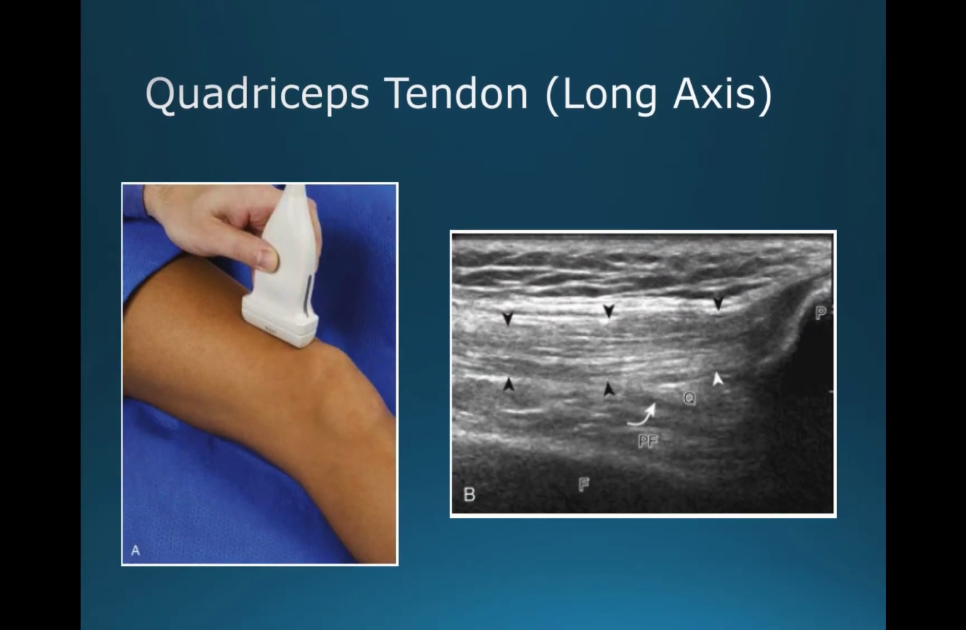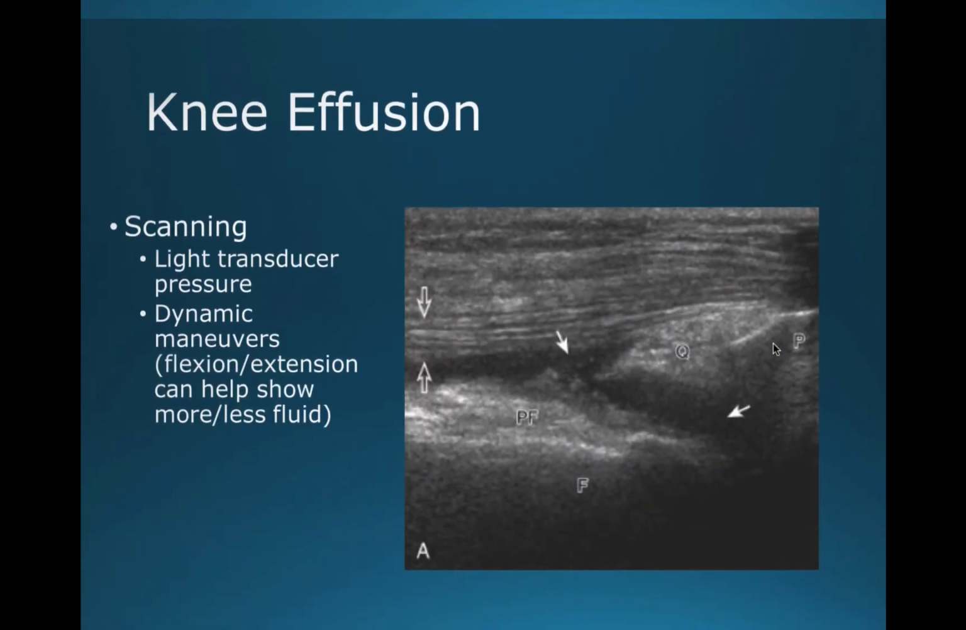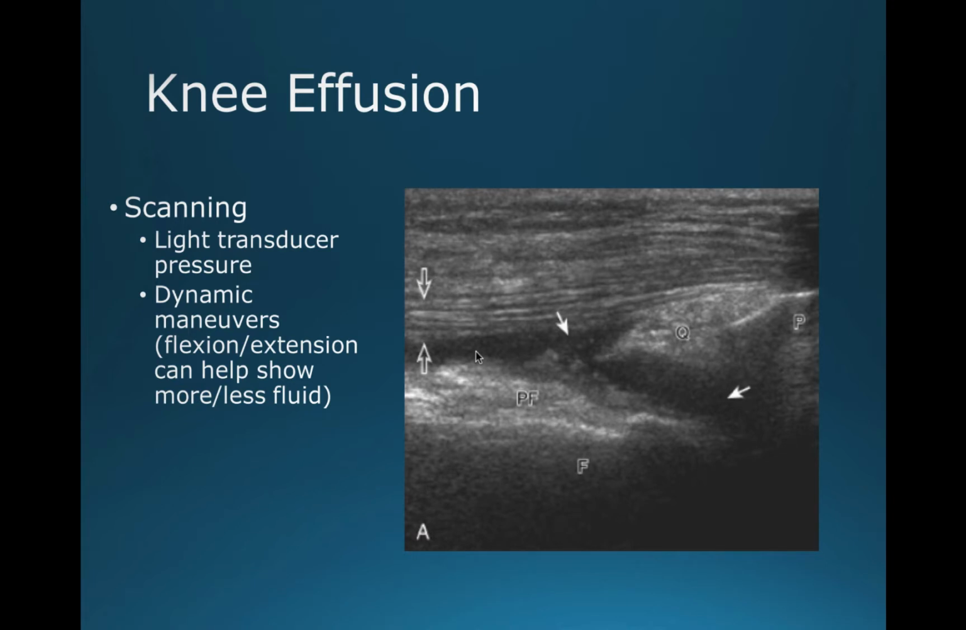Quadriceps tendon in long axis. Quadriceps tendon, suprapatellar recess is right here, there's no joint effusion, and then here's the patella, here's the femur. A knee effusion is going to be seen this way, so here's long axis: joint effusion, prefemoral fat pad, femur, quad tendon, and subcutaneous fat. And then to the right here, here's another good picture to orient you. Here's an ultrasound of a knee effusion.